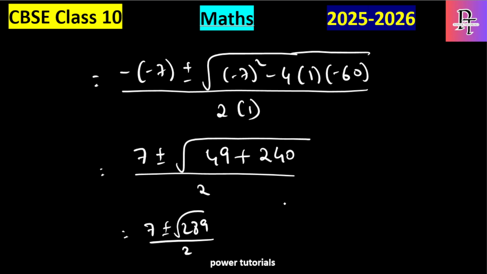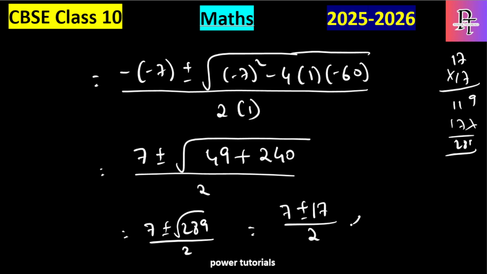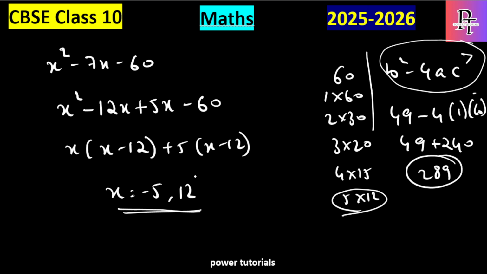Root of 289 is 17. 17 square is 289. Let's cross check. 7 sevens are 49, 4 sevens are 28, and so on, 1 7 7 1. Yes, 289. So 17 square is 289. I will simply say the values are 7 plus or minus 17 by 2. If I take one as plus and one as minus, 17 plus 7 is 24, 24 by 2 is 12, and 17 minus 7 is minus 10, minus 10 by 2 is minus 5. So we got 12 comma minus 5, and here also you can see 12 comma minus 5.